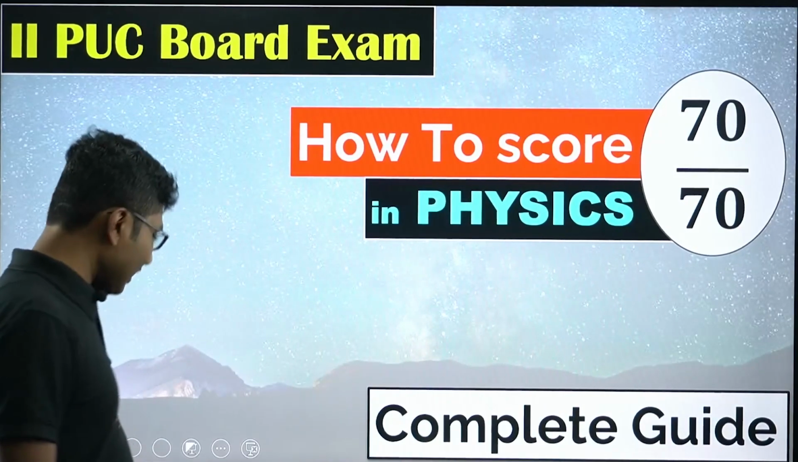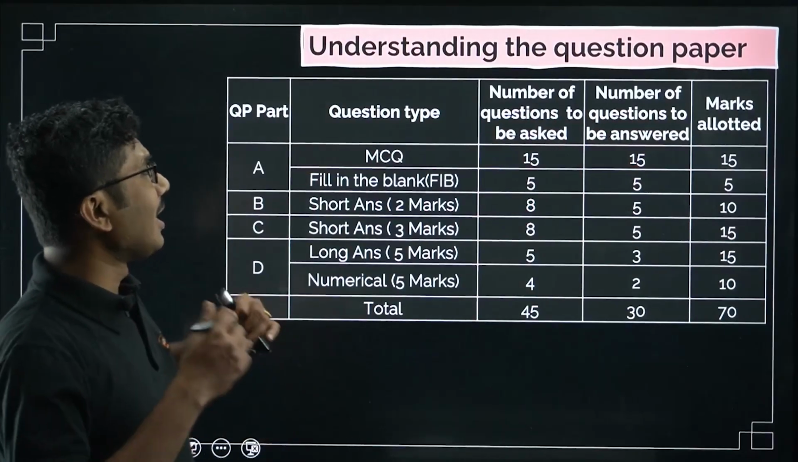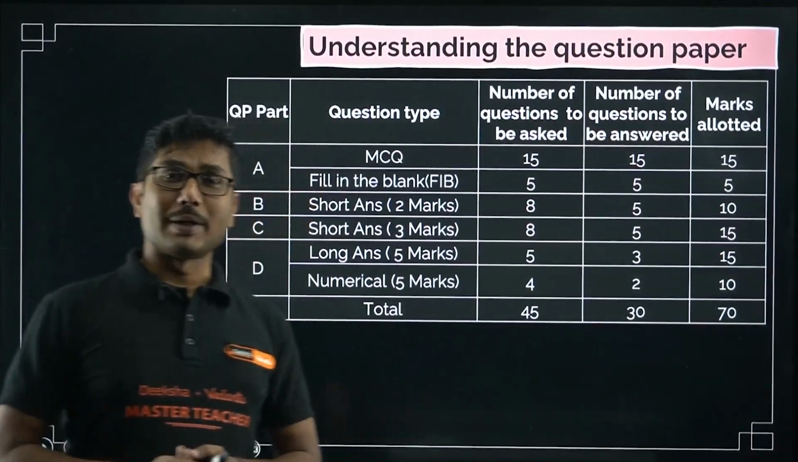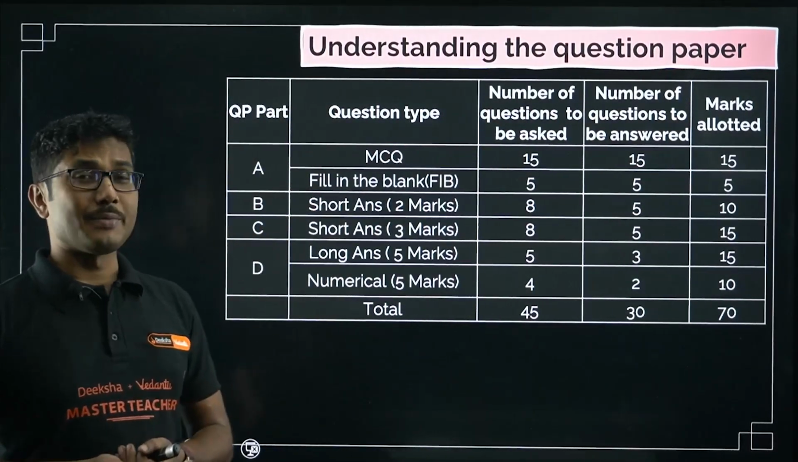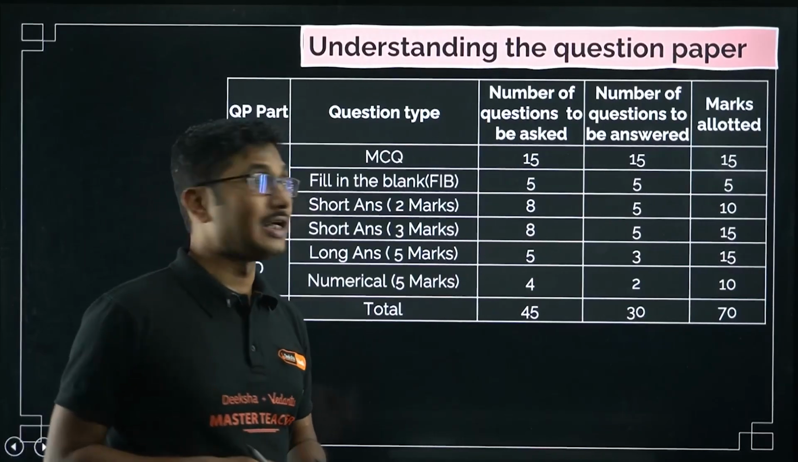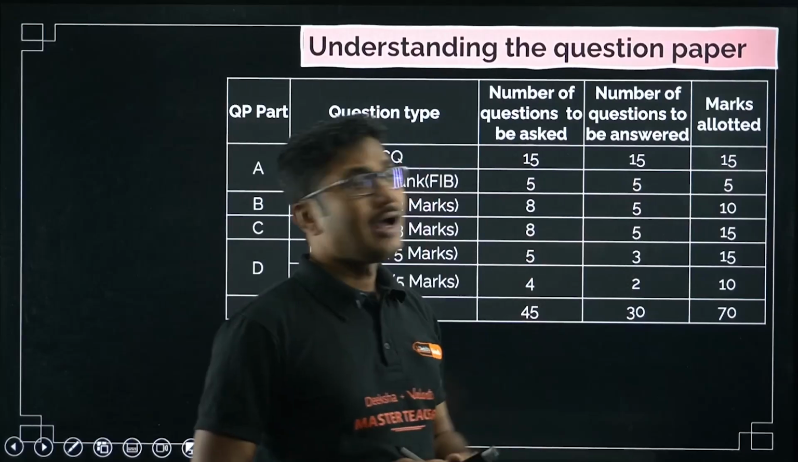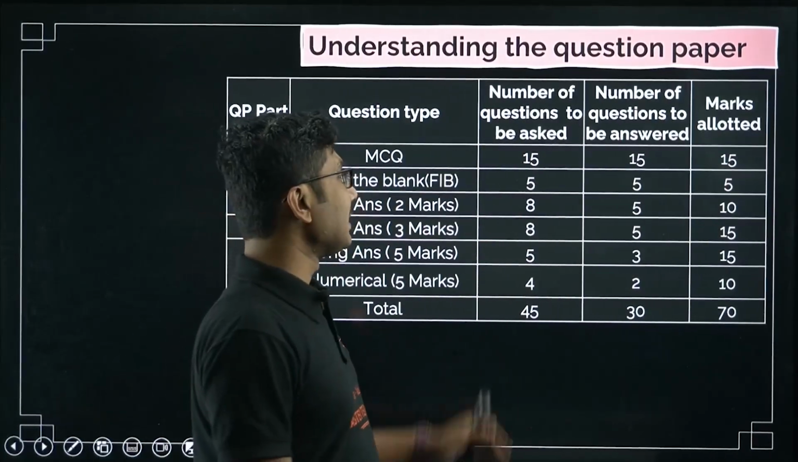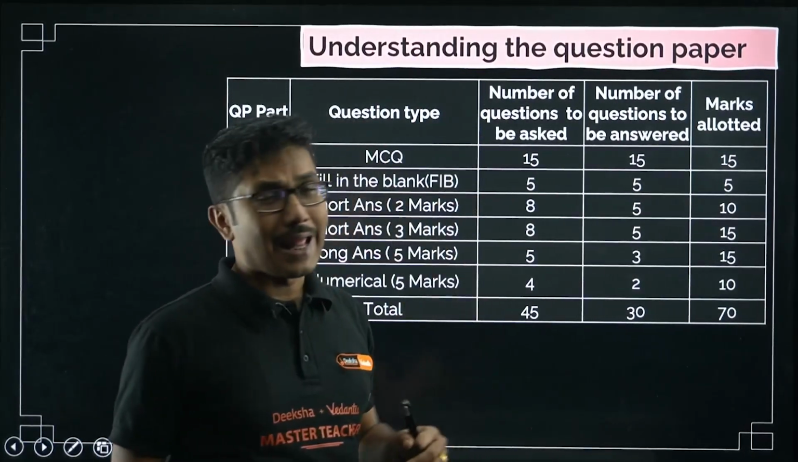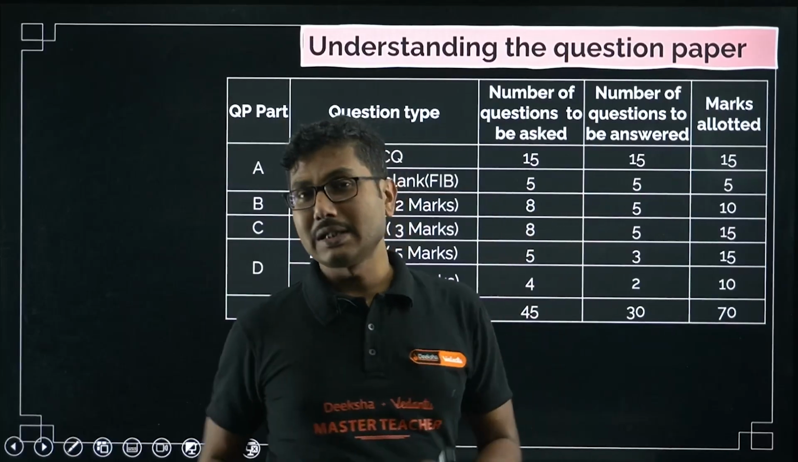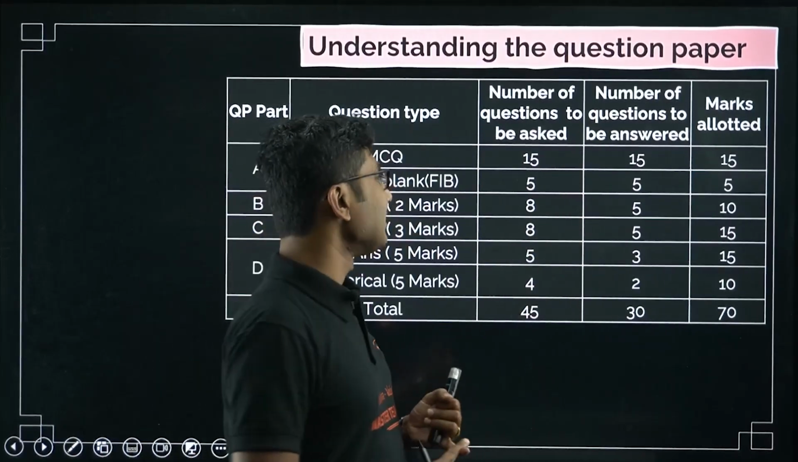So without any delay, let's start with the first. We will start with the question paper pattern, how many questions are coming and what changed from last year. So MCQs, there will be 15 MCQs and all the 15 are compulsory. There will be 5 fill in the blanks, all 5 are compulsory. There is no change here since last year.